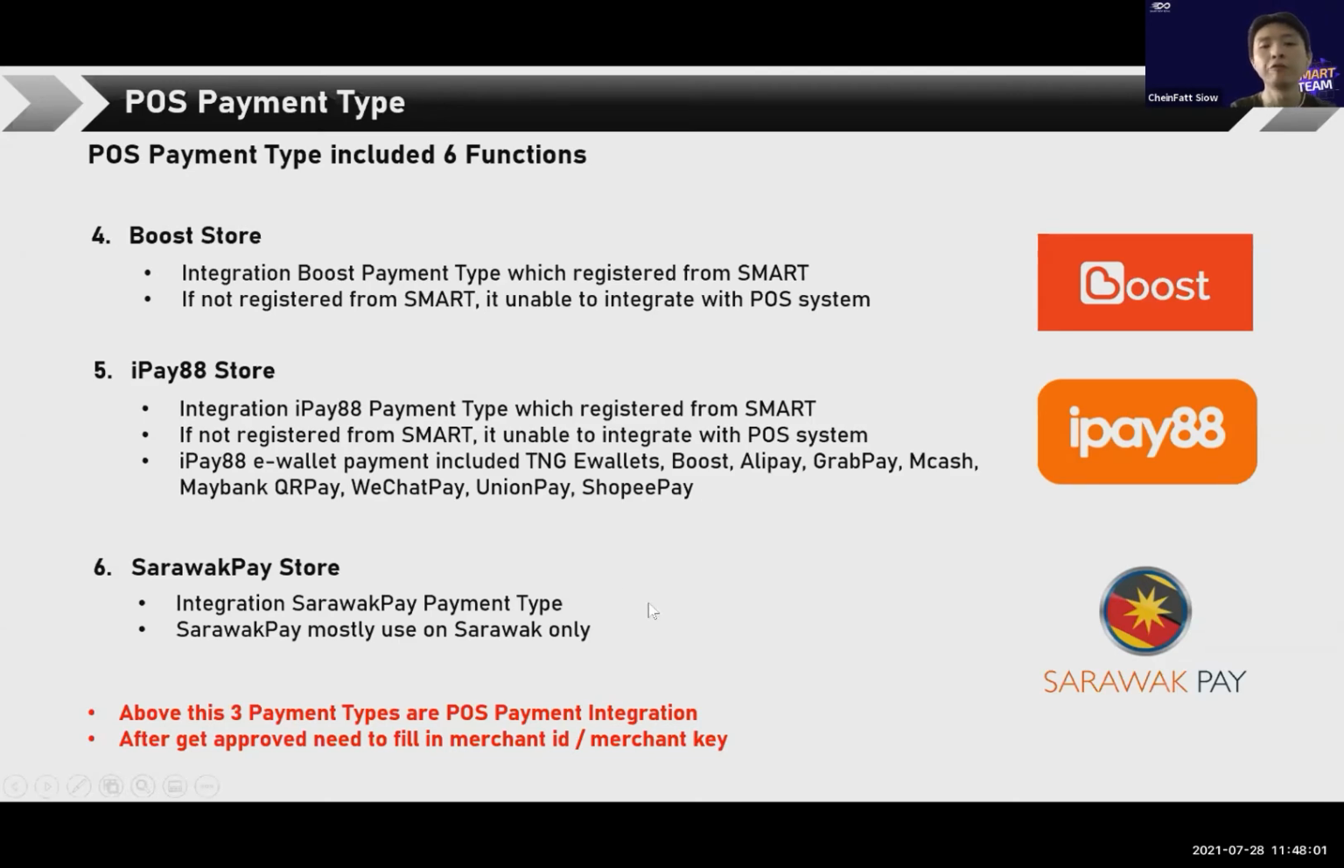But if you register from us, some of the payment types have to wait a long time to be approved, because IP88 also needs to submit the form to WeChat Pay, Union Pay, Shopee Pay, and every e-wallet there. The fastest to get approved is usually the Touch and Go e-wallet, Boost, and then Maybank. GrabPay, Alipay and QR Pay will take a bit longer to approve.